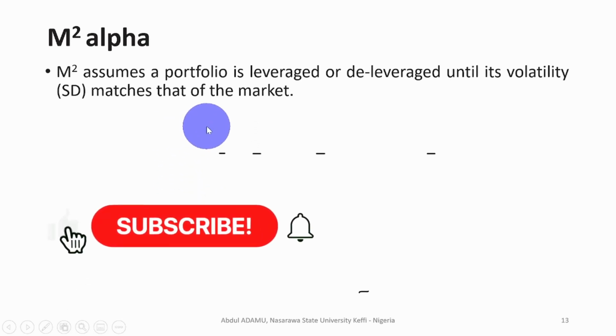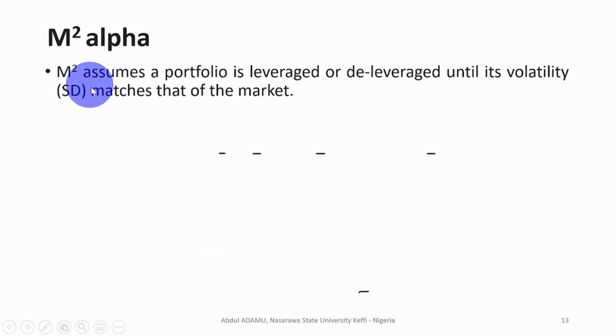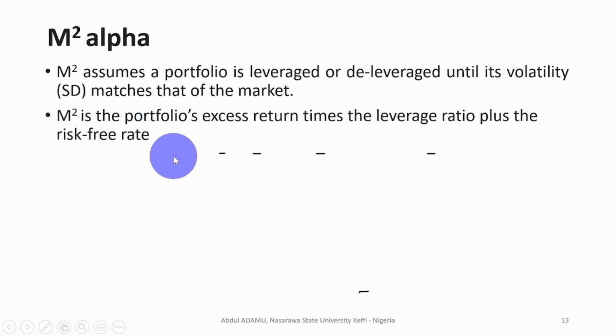MSquare also assumes a portfolio is leveraged or deleveraged until its volatility, that is the standard deviation, matches that of the market. It is the portfolio excess return times the leverage ratio plus the risk-free rate.